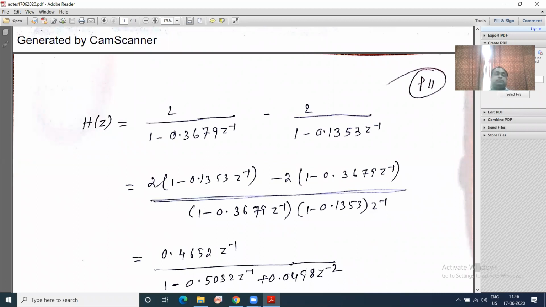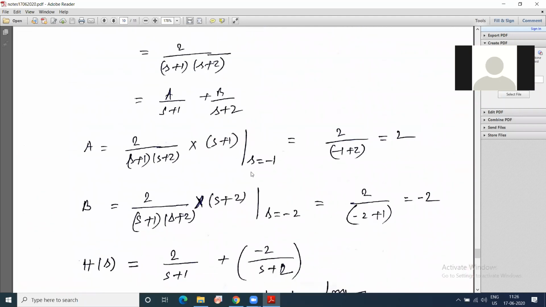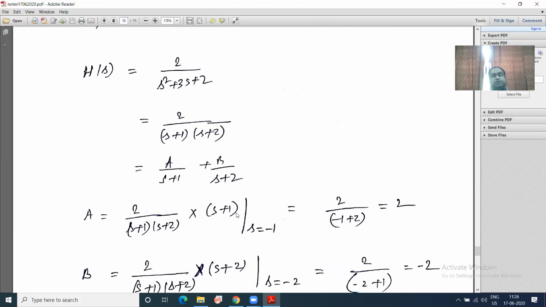Now, an interesting observation: if you compare these two transfer functions, here also you are having two poles located at s equal to -1 and s equal to -2. Now these two poles are in the left half of the S plane. So this is essentially a stable system.